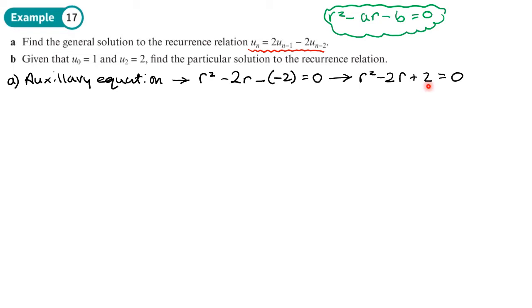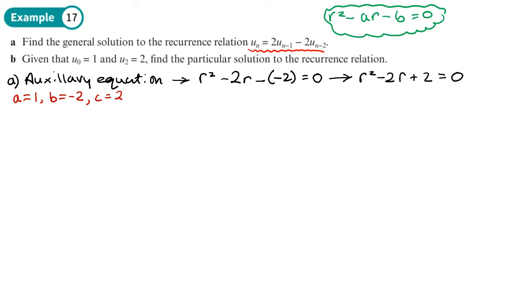Now if I look at that, I want to try and factorize it: two numbers that multiply to make 2, that's going to be 1 and 2. But I can never make them add to negative 2 with 1 and 2, so this isn't going to factorize. It may be that the roots are not whole numbers, or it could be that the roots are complex. The only way to find out is to use the quadratic formula. So in the quadratic formula, my value of a is going to be 1, b is going to be negative 2, and c is going to be plus 2.